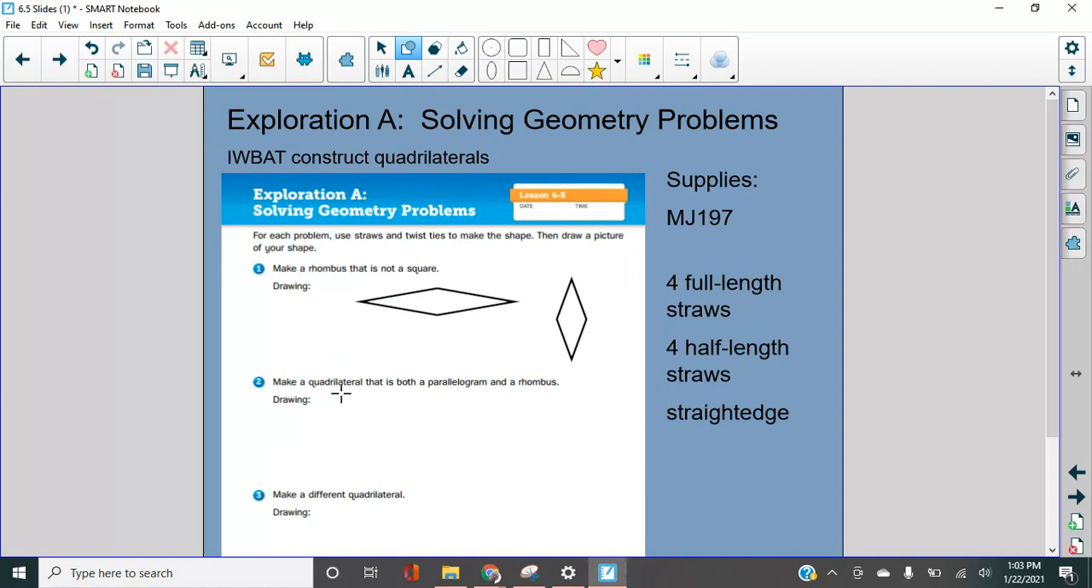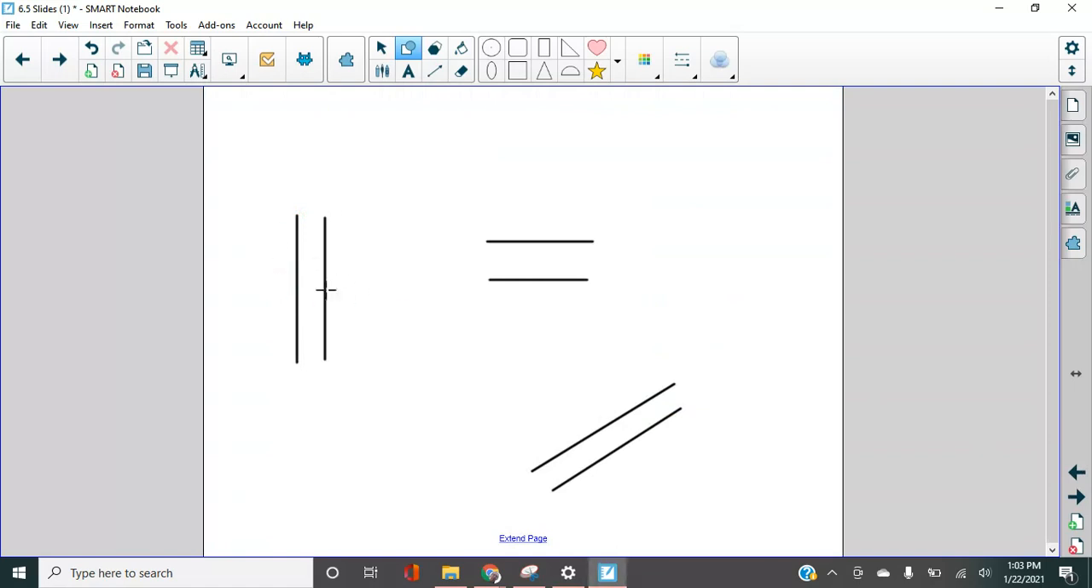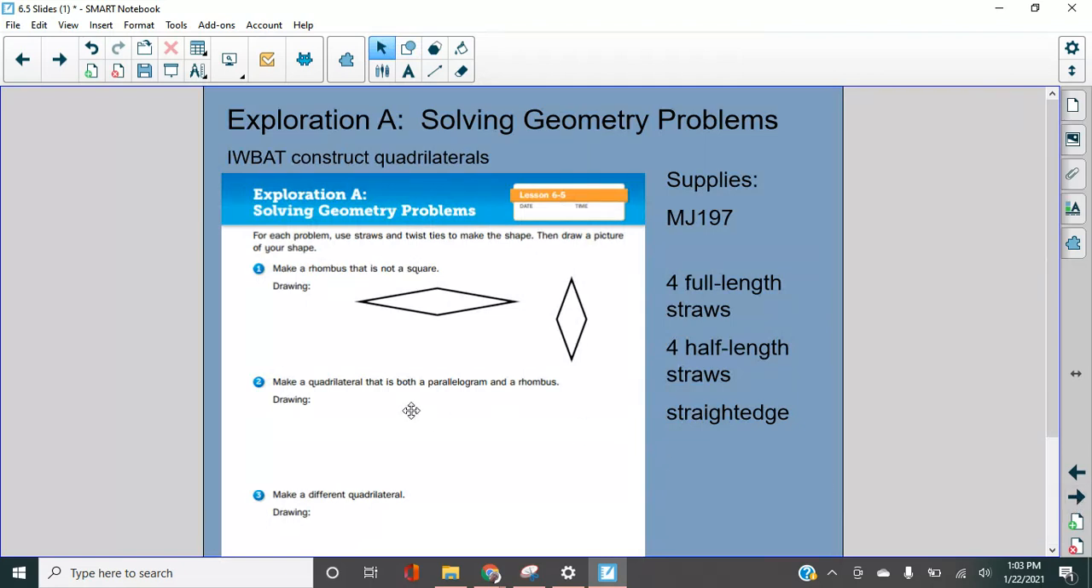Number 2, make a quadrilateral. What did that mean again? Quadrilateral. 4 sides, right? Just 4 sides. That is both a parallelogram and a rhombus. Okay, so to make a parallelogram, remember, here was parallel. So this is like a set of parallel sides. This is another set. I need to use 2 sets of parallel sides. So what is a shape that you think I could draw that would be a parallelogram and a rhombus?